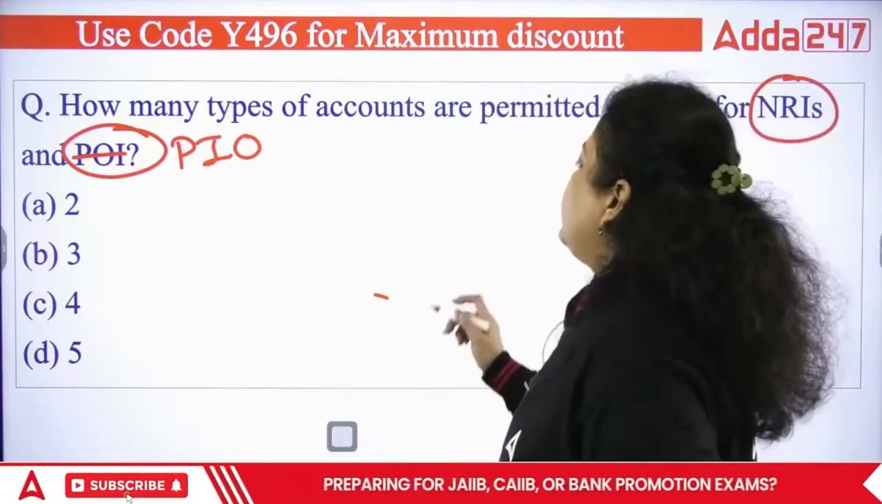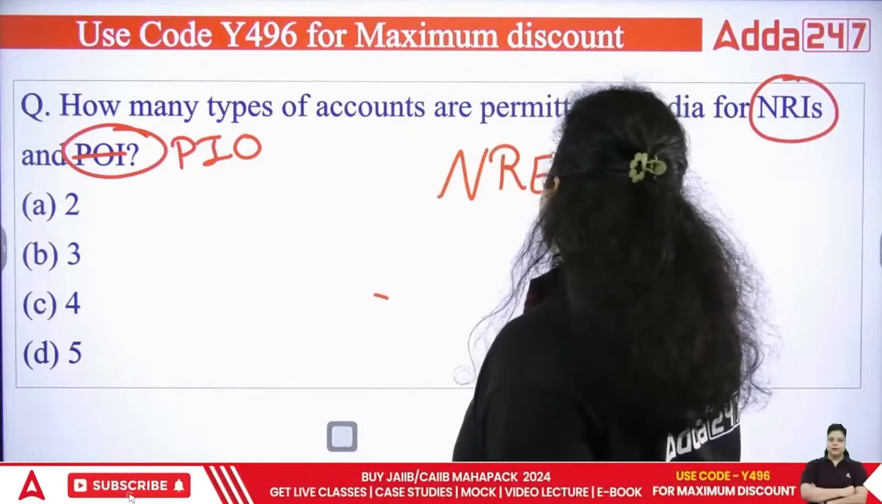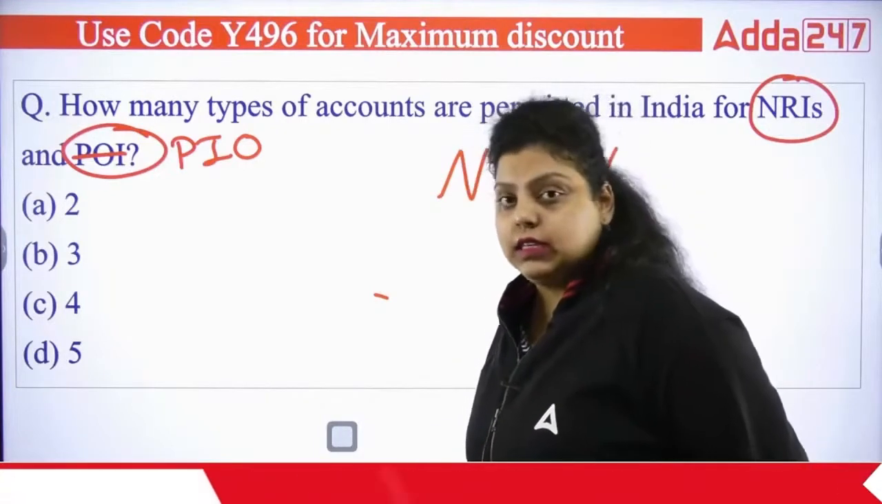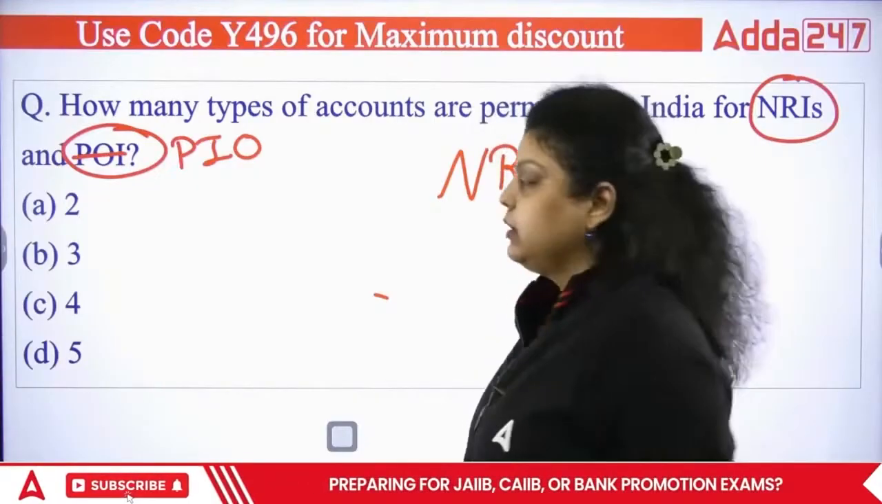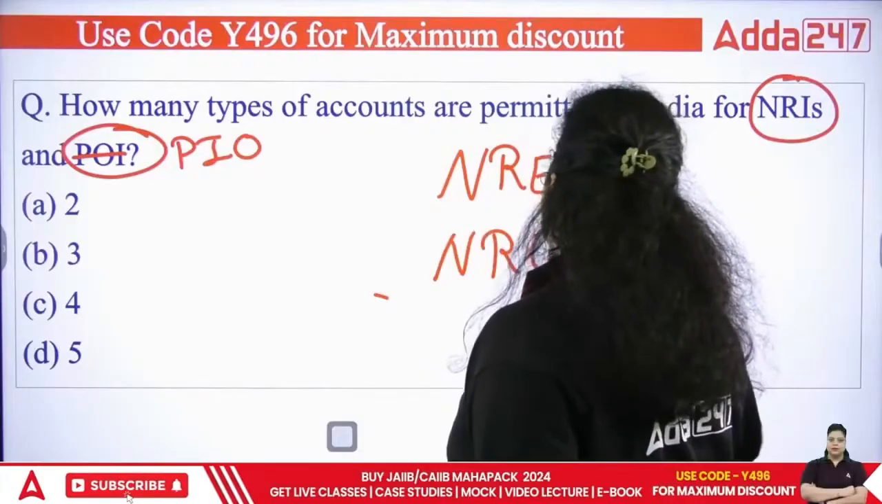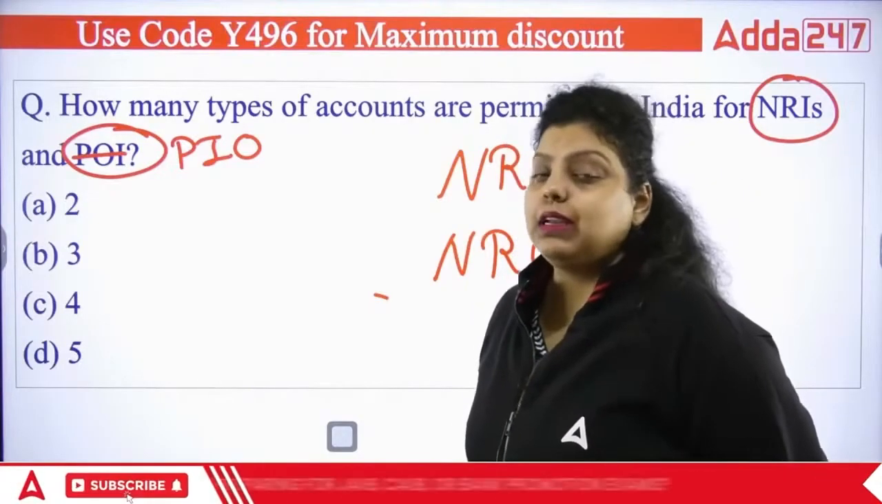First of all, we have the non-resident external account, in which CASA RAFA accounts can be opened, but in Indian currency. It will be opened by NRIs and PIOs. Second, the NRO account, non-resident ordinary account. It will be opened in the form of CASA RAFA, and it will be opened in Indian currency.